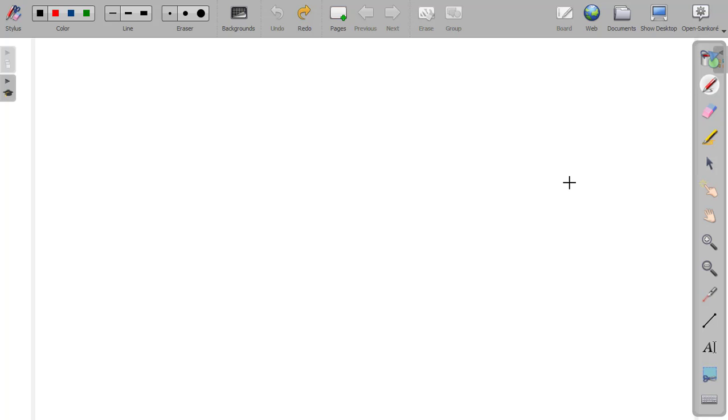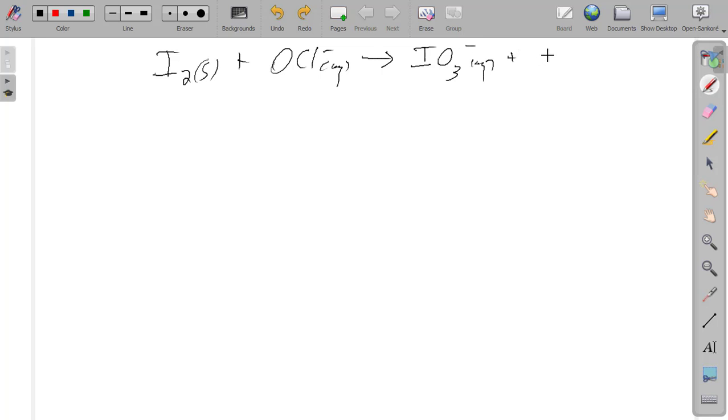Okay, so when we do that, let's look at the original equation and see why we can't just balance it as is. We have molecular iodine plus hypochlorite, and that's going to yield iodate plus chloride.